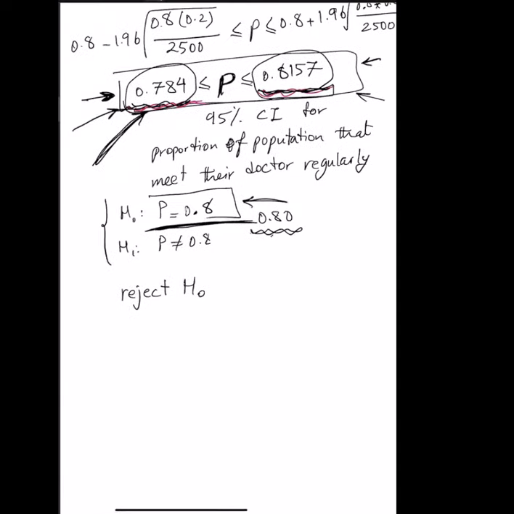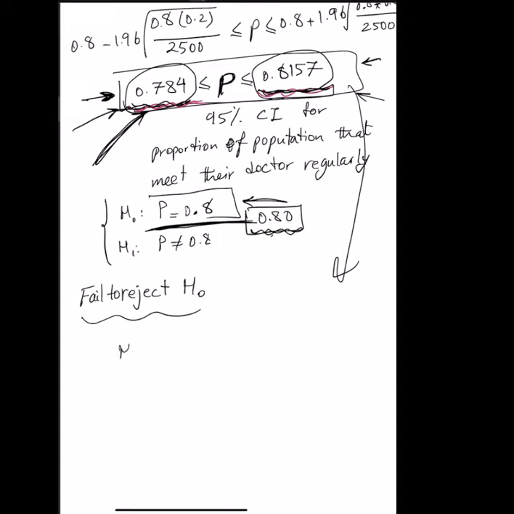So I'm going to fail to reject what you said because this is my confidence interval and whatever you are thinking about is in my confidence interval. So I have no evidence, nothing to reject your idea. So I fail to reject your null hypothesis.